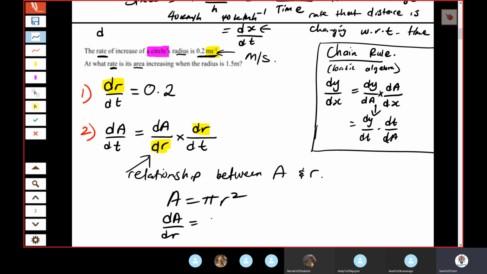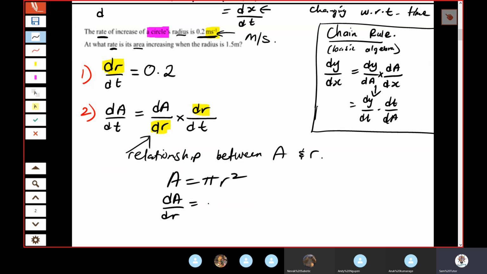And of course, what's the answer to this one when you differentiate it? 2 pi r, which is, hey, circumference. You guys just proved circumference. And that is the change in area with respect to the change in radius. But anyways, 2 pi r. So now you know what dA on dr is. It gave you the radius is 1.5.